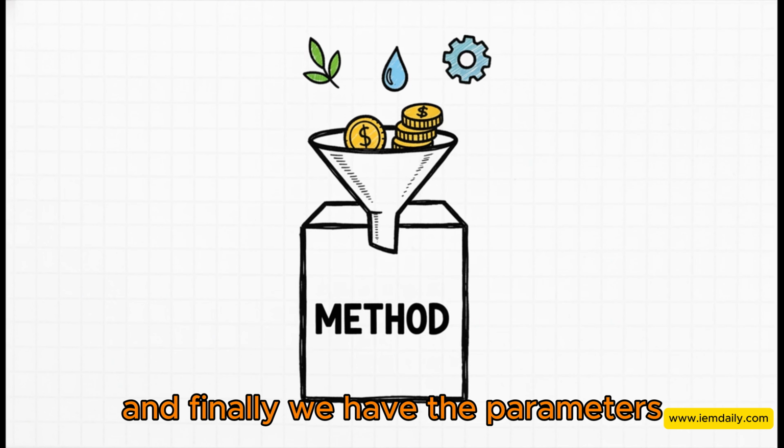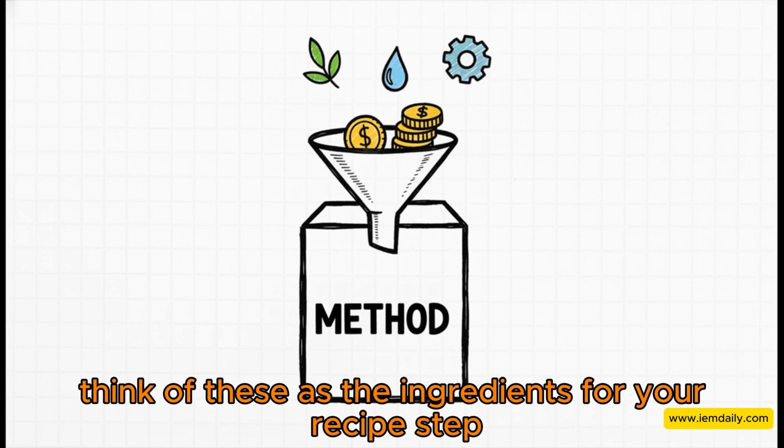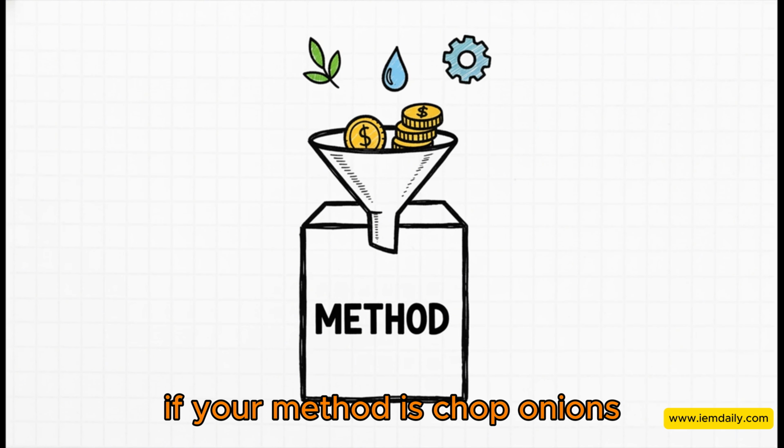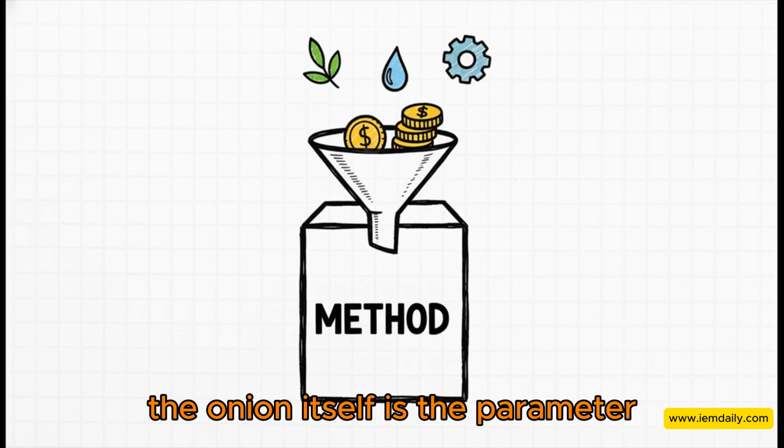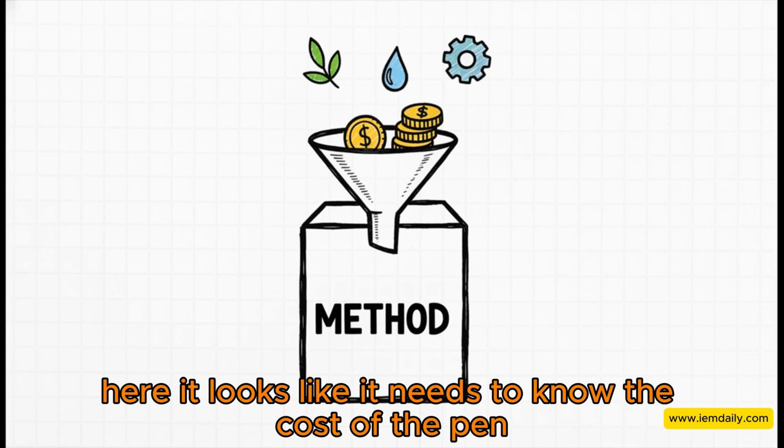And finally, we have the parameters. These are the things inside the parentheses. Think of these as the ingredients for your recipe step. If your method is chop onions, the onion itself is the parameter. For our getMeAPen method here, it looks like it needs to know the cost of the pen.